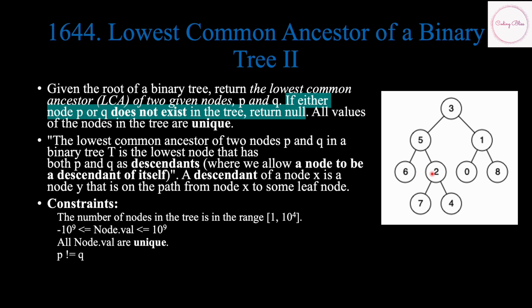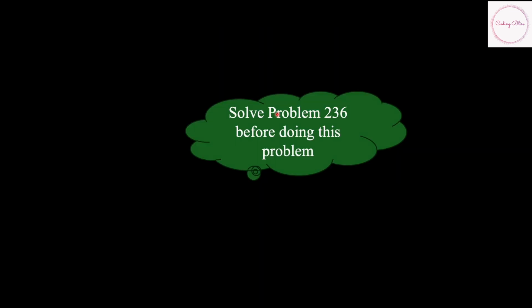different subtrees. The important part about this problem is that there is a possibility that P and Q might not exist. If they don't exist, then you have to return null because you couldn't find the nodes. That's it for the background of the problem. As I mentioned earlier, do solve problem 236 before trying this out, because the intuition that we are building is on top of the solution of problem 236.